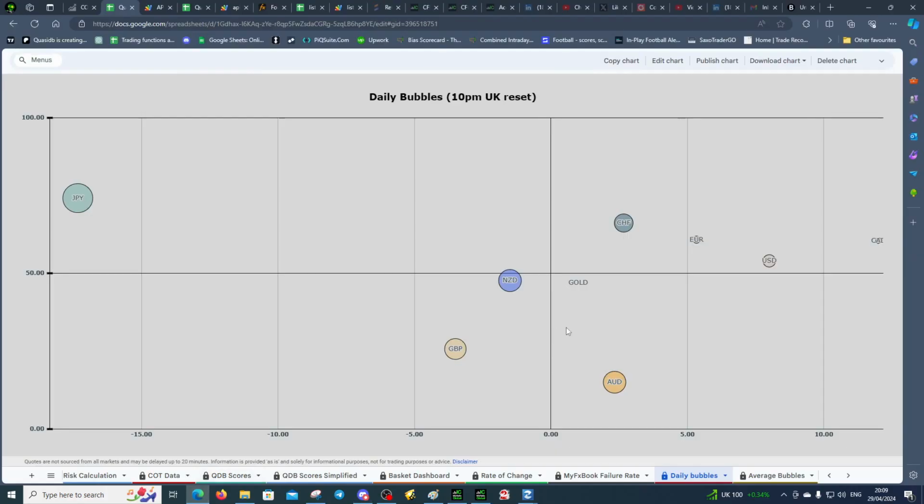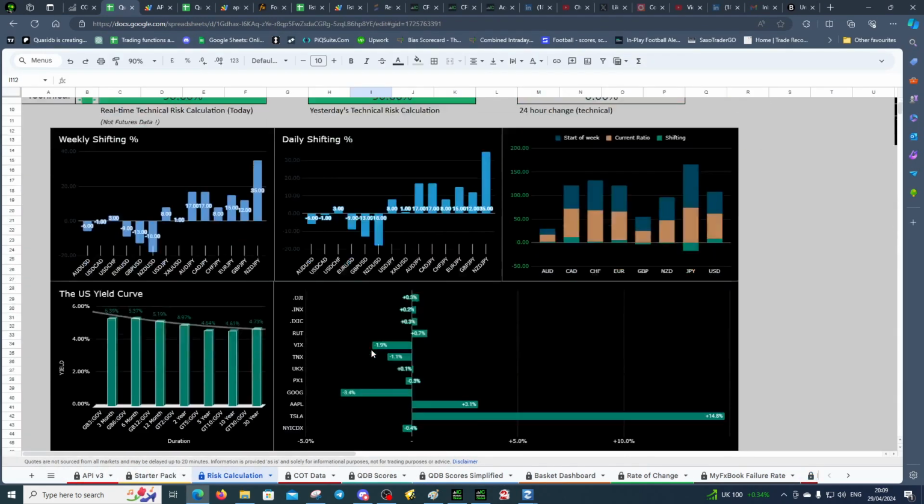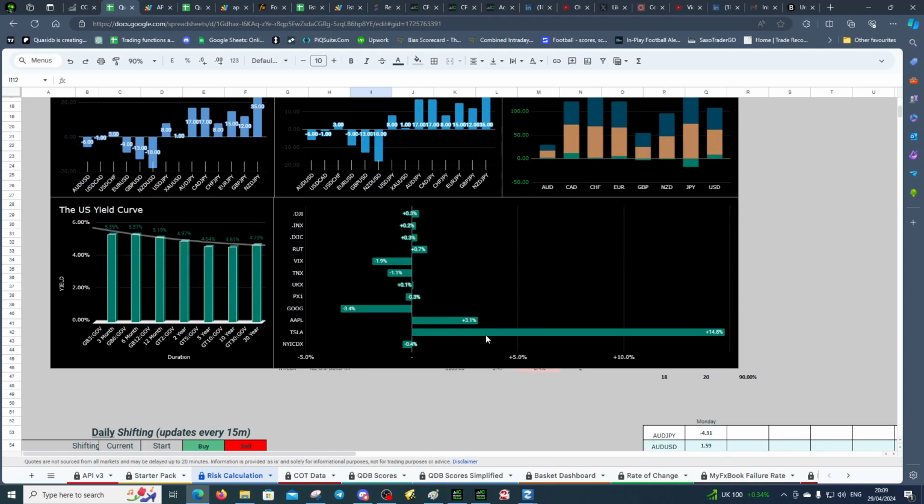However, the MyFX book they've gone long. So we have got a bit of a discrepancy with gold. So that's just that, right? So risk calc. Tesla's going absolutely bonkers. So that's making Musk crazy amount of money. He's already massively rich, but that would equate to billions added to his net worth. So it is just bonkers.